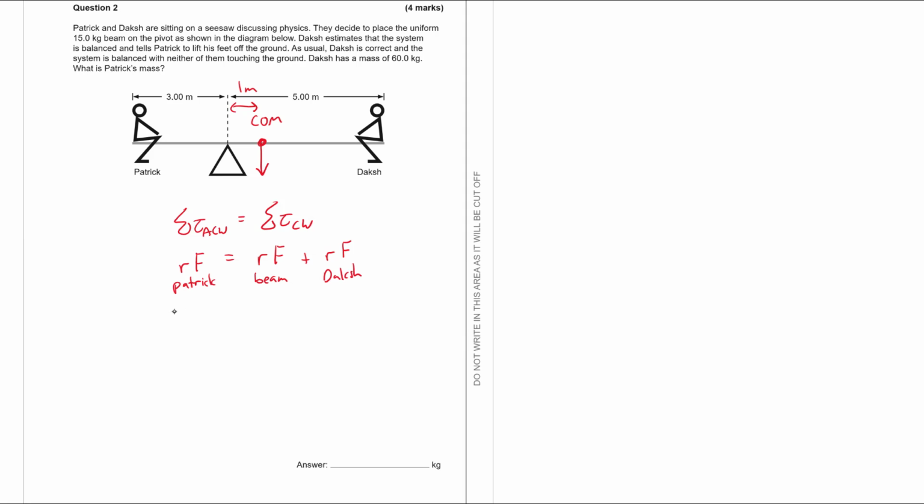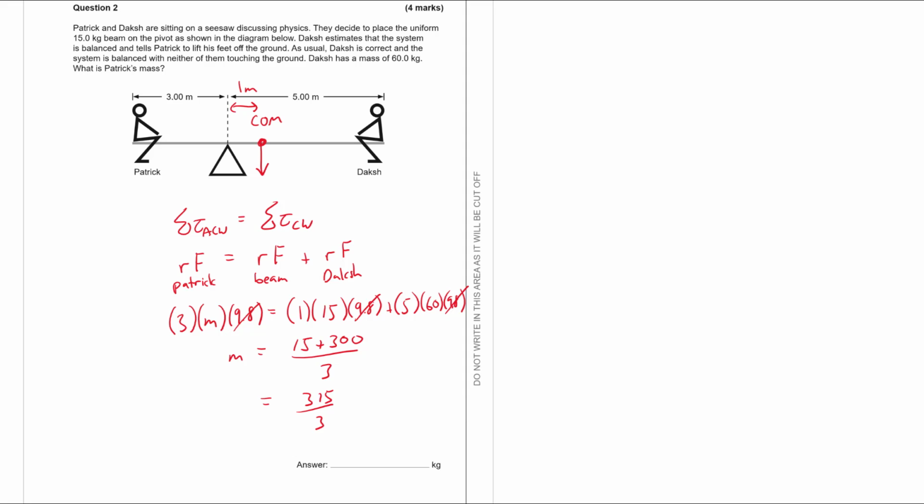So when I sub those values in, I know the radius that Patrick is at, which is 3 meters. His mass, I don't know. I'm going to put in the 9.8, but I'll show you later why it's not really required. And then for the beam, I know it's acting at 1 meter. The mass is 15 and 9.8. And Daksh is acting at 5, 60, 9.8. And immediately you notice that these 9.8s will all cancel out. And I just get m by itself by having 15 plus over here 300 over the 3, and end up with 315 over 3, and the mass ends up being 105 kilograms. There you are.